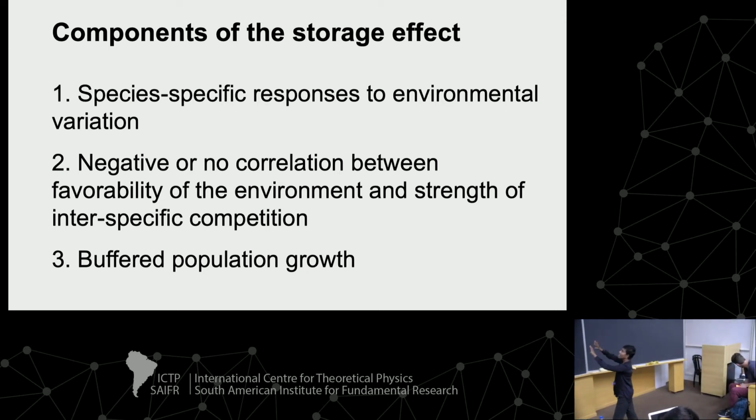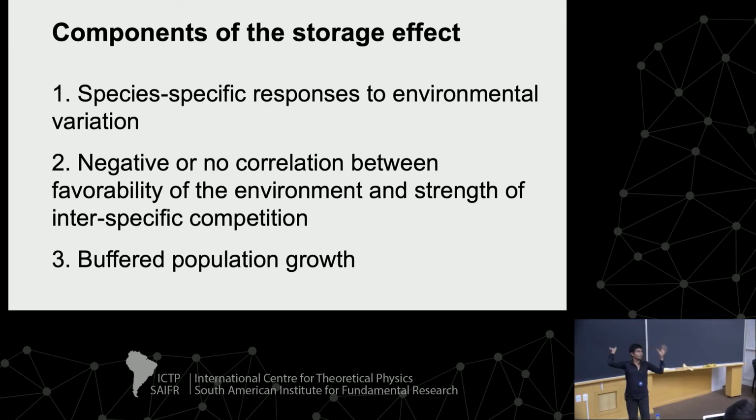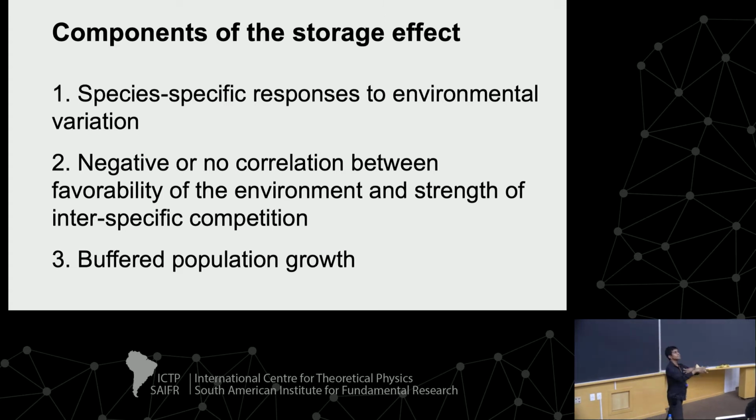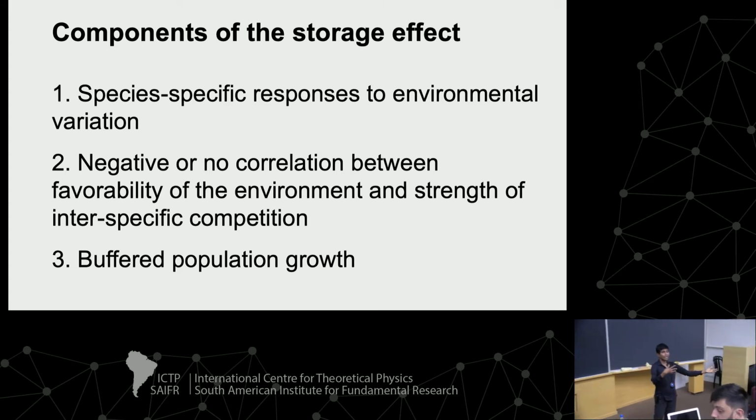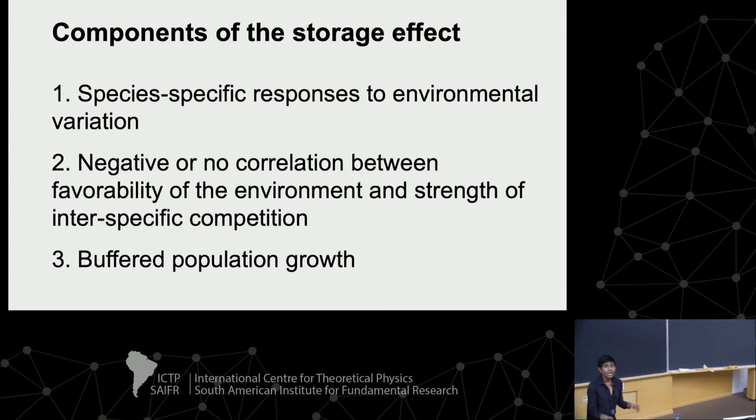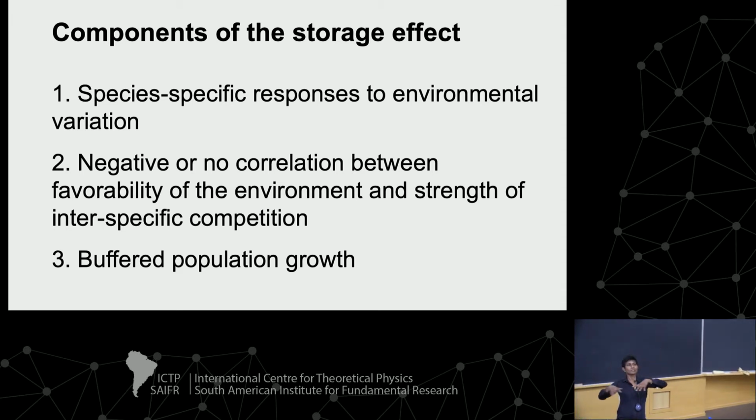And then there's this last component, which is called buffered population growth, which is what enables you to get through what? This lecture? No. Unfavorable periods. Well, the lecture could be an unfavorable period. Now, everybody understood that, right? You have some sort of buffering to get through the bad times or the bad places.